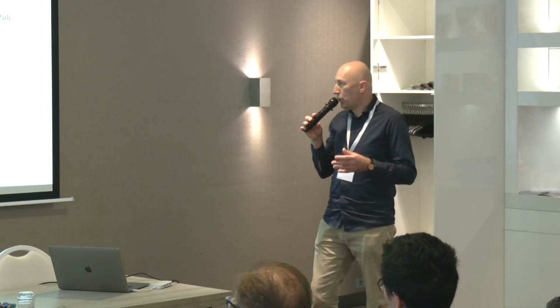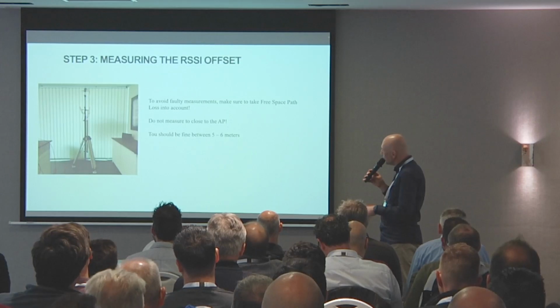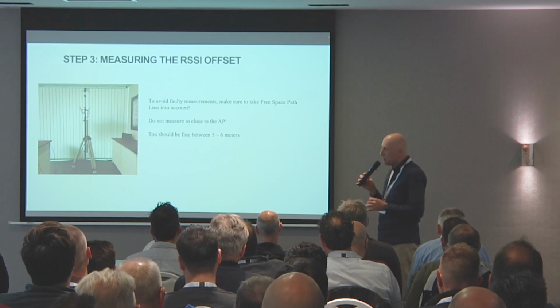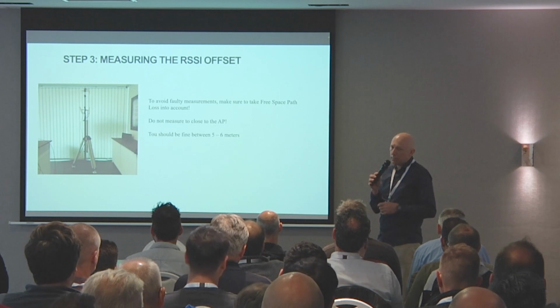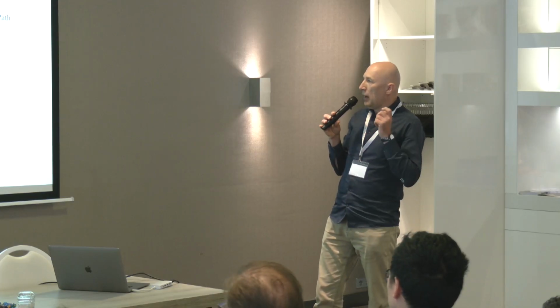Now, the way that I do it is I set up a test rig. In this case, it's a tripod. It has an access point, and the access point has, in this case, three SSIDs broadcasting, one at 2.4, one at 5, and one at 6 gigahertz.